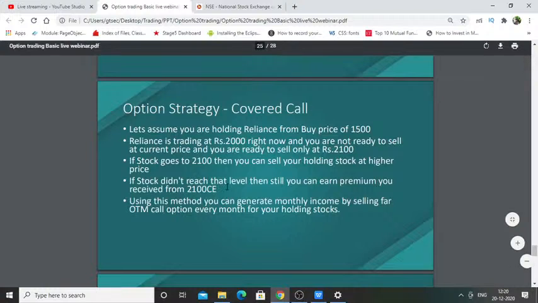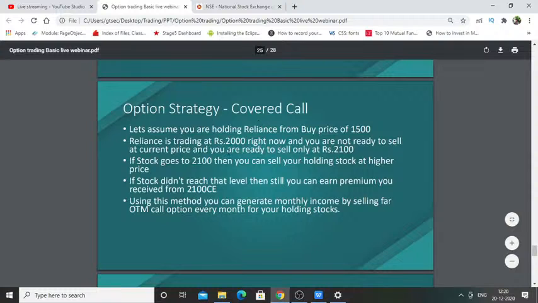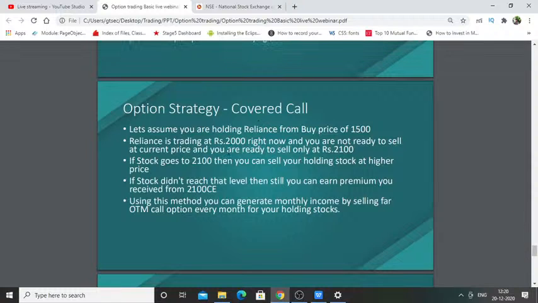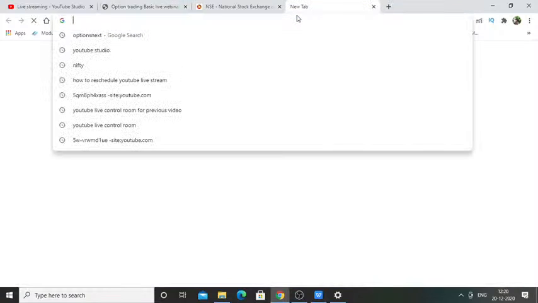Okay, so how should we buy cash or future? We cannot do that in cash or futures. We have something similar in the option itself. Let me show you how to check that.